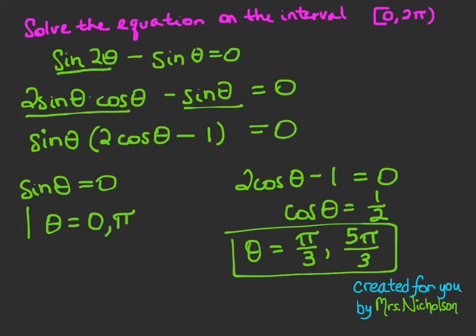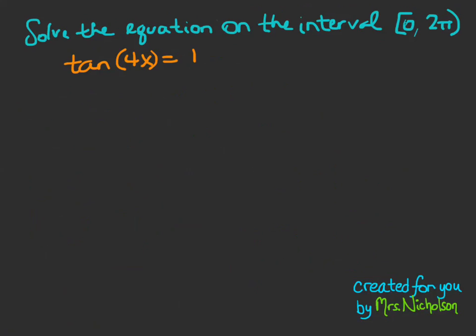And so those are my solutions to this equation. Let's look at another type of example. In this example, we're asked to solve this equation on the interval 0, 2 pi, but we have tangent of 4x is equal to 1. Now I don't have a quadruple angle identity, and I suppose I could use a double angle identity twice, but there's really a simpler way to think about solving this.